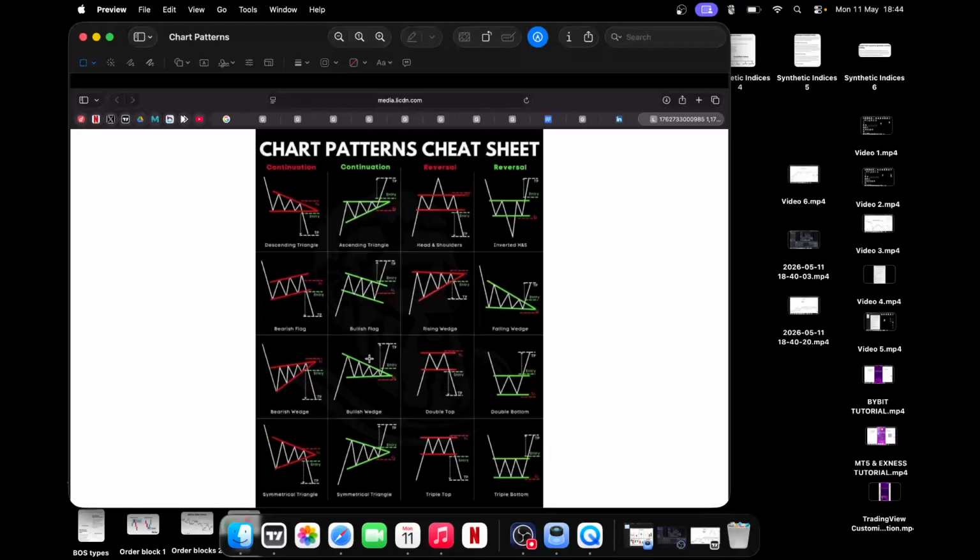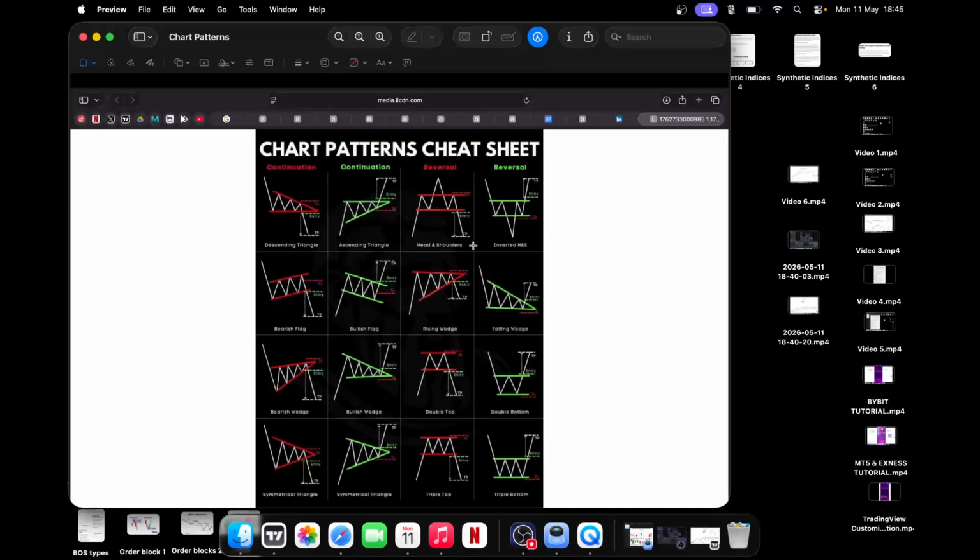Examples of the important continuation patterns are the ascending triangle and descending triangle. All those are for continuation. When you see a bearish flag or a bullish flag, they are for continuation. When you see a bearish wedge or a bullish wedge, they are for continuation. When you see a symmetric triangle, it is also a continuation pattern.